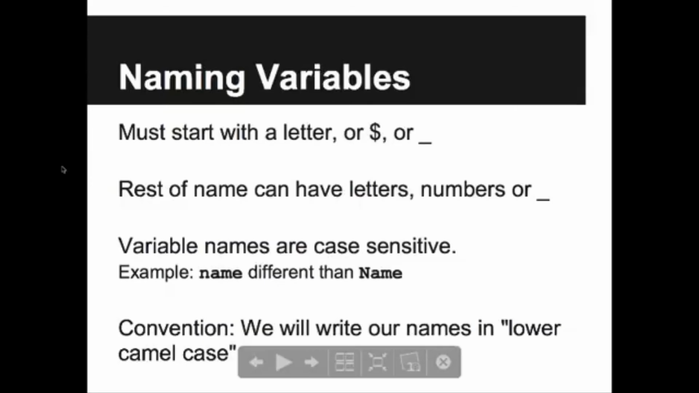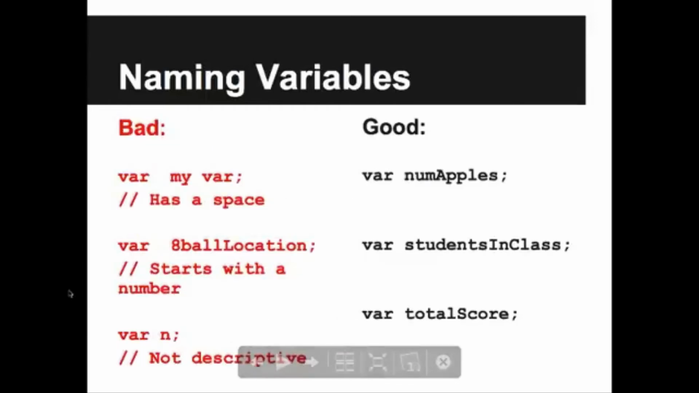So, when we name our variables in JavaScript, there are a few rules. The name must start with a letter, or a $ sign, or an underscore. The rest of the name can have letters, numbers, or underscores. And variable names are case sensitive, meaning this name with a lowercase n is different than this name with a capital N. And as a convention, we'll write our names in lower camel case. So let's see what that looks like.